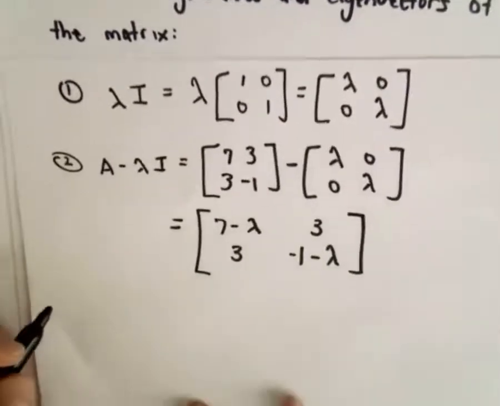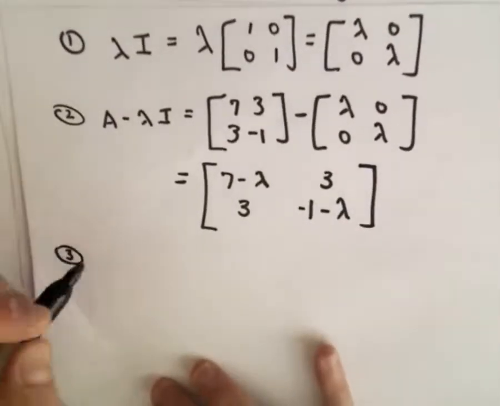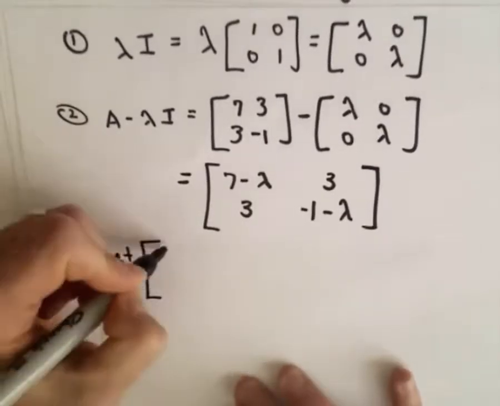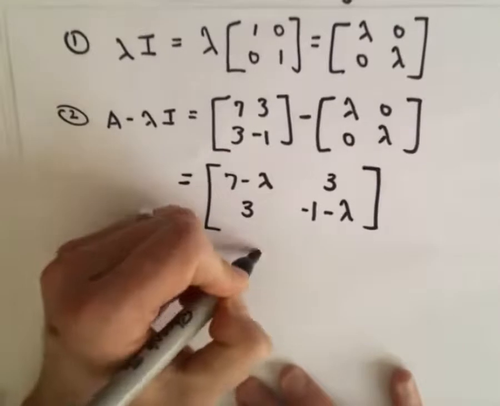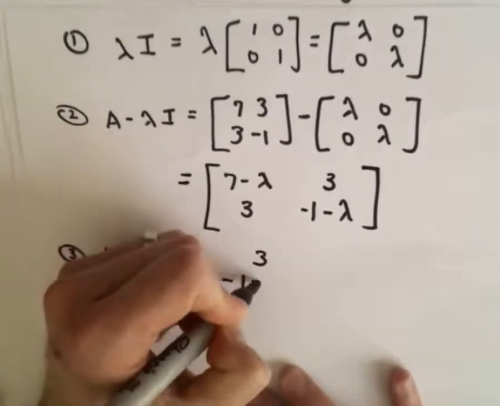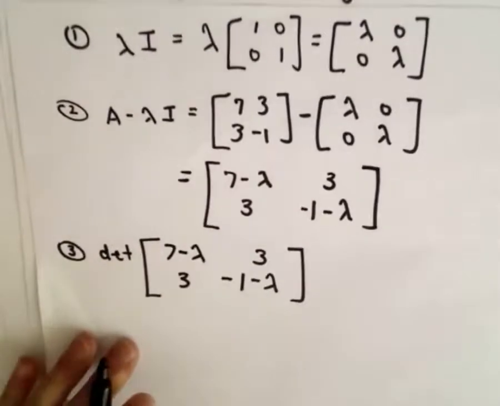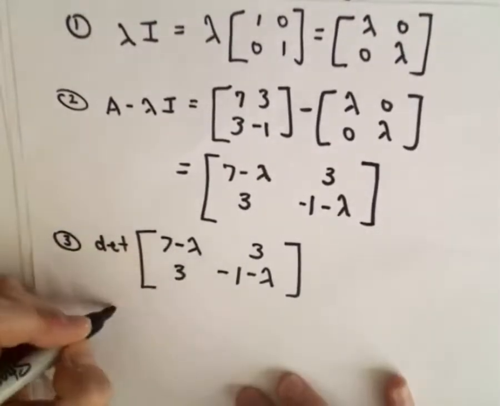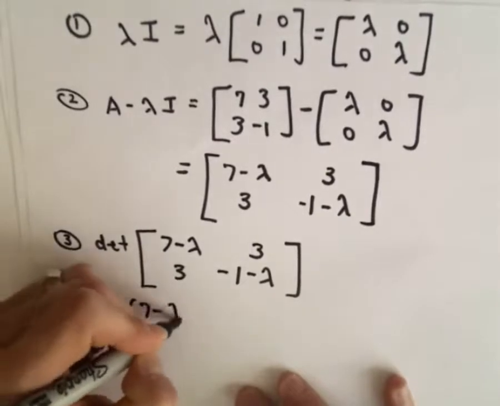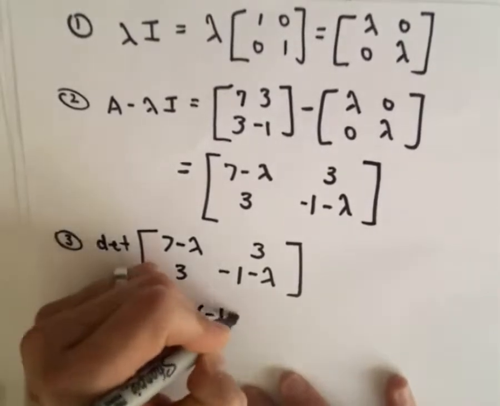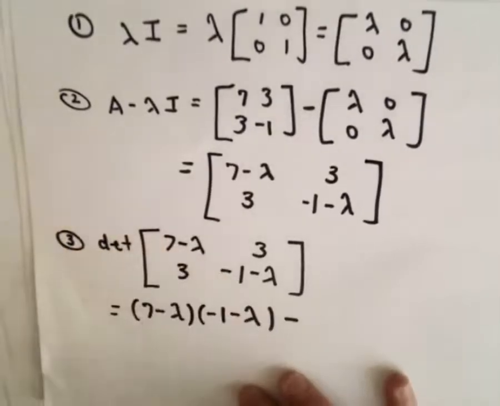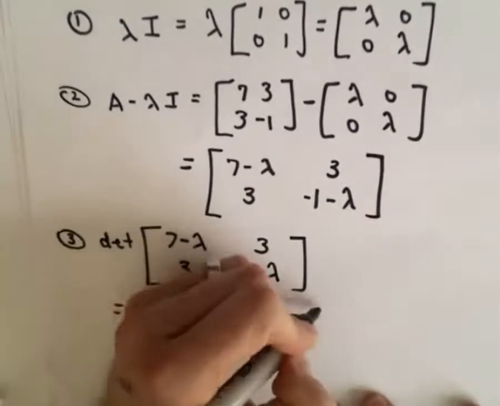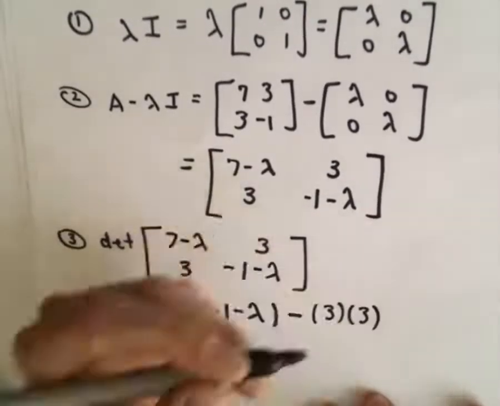Now, step 3, we're going to find the determinant of this matrix. So we're going to find the determinant of the matrix with entries 7 minus lambda, 3, 3, and negative 1 minus lambda. And recall to find the determinant of a 2x2 matrix, we take the top left entry and multiply it by the bottom right entry. So we'll have 7 minus lambda multiplied by negative 1 minus lambda. Then we use a minus sign. We take the bottom left entry and multiply that by the top right entry. So we'll have 3 multiplied by 3.